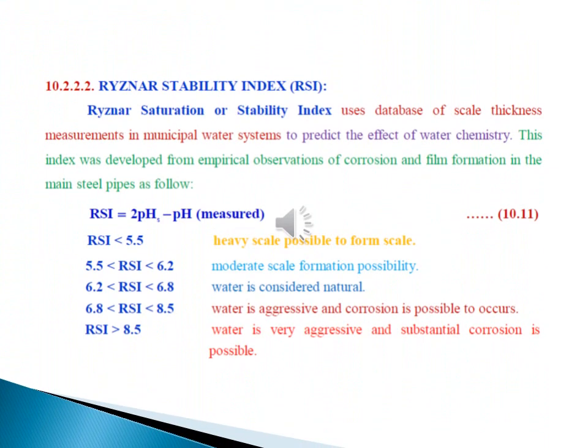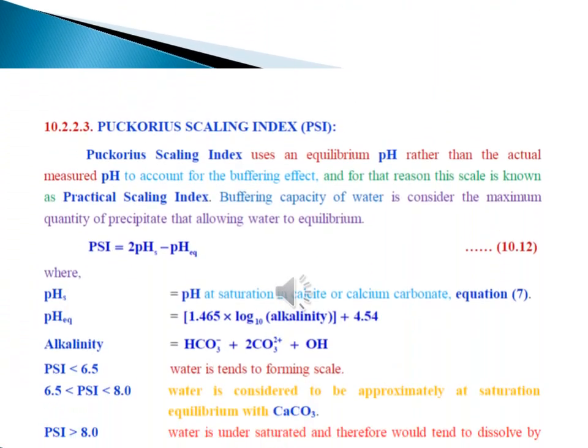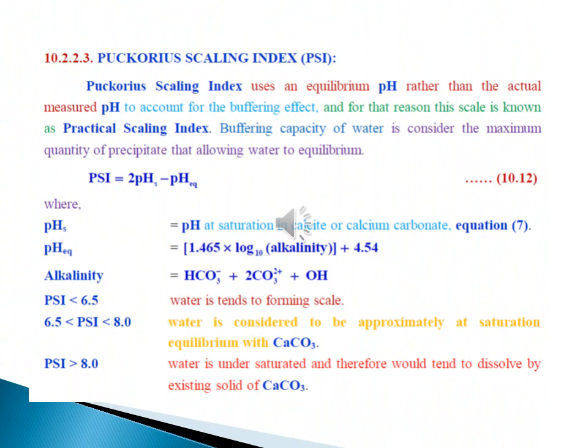Also, the Ryznar stability or saturation index uses a database of scale thickness measurements in municipal water systems to predict the effect of water chemistry, as shown in the enclosed equation. The Puckorius scaling index also uses an equilibrium pH rather than the actual measured pH to account for the buffering effect, and for that reason the scale is known as the practical scaling index, as shown in the enclosed equation.